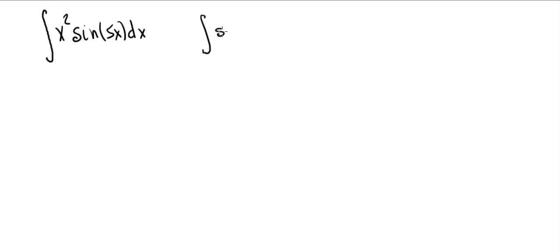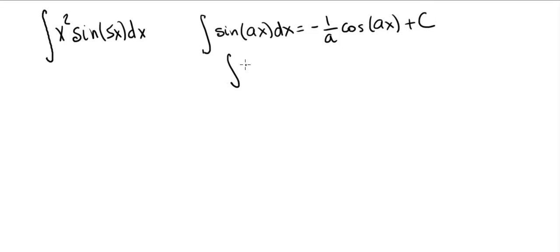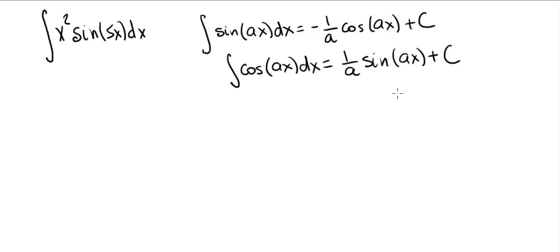First, the integral of sine of ax is equal to minus 1 divided by a cosine of ax plus c. And then the second one is the integral of cosine of ax is equal to 1 over a times sine of ax plus c. And this is true as long as a is not equal to 0. So if a is any constant, not 0, these formulas will work.